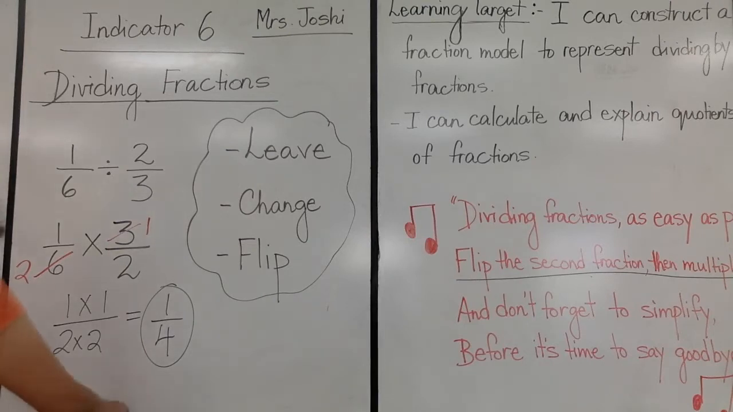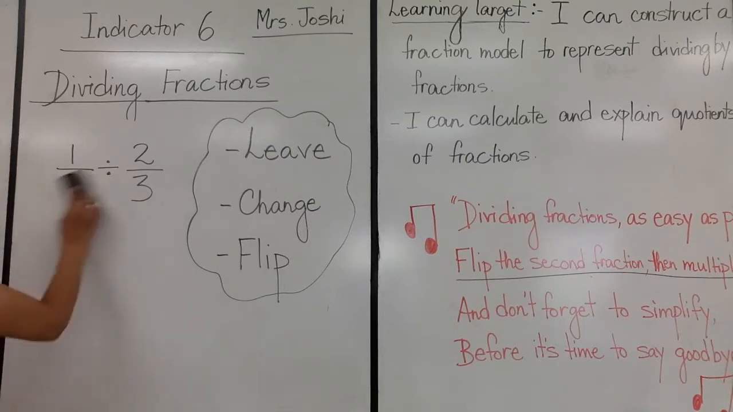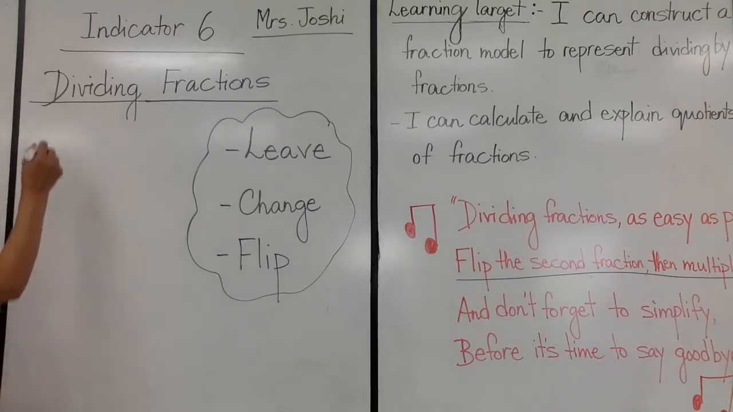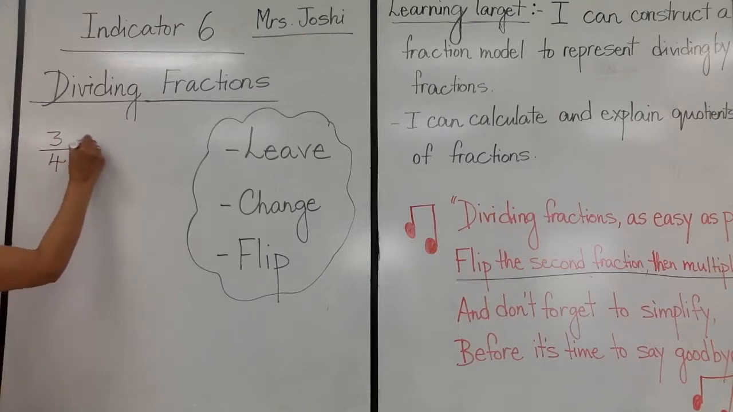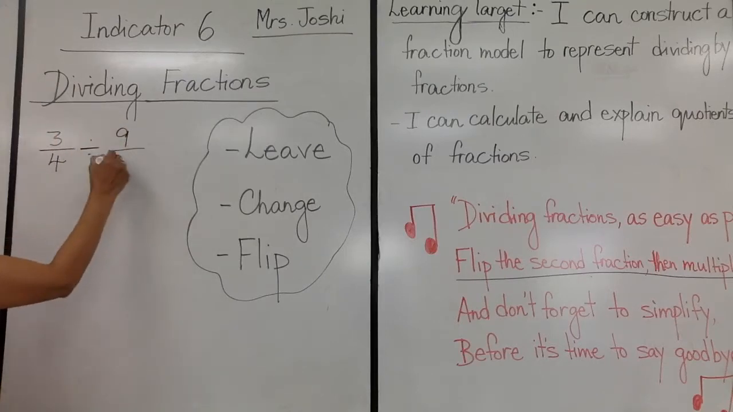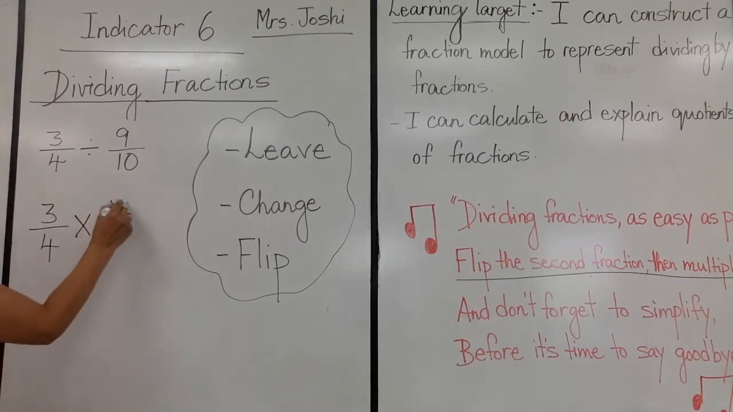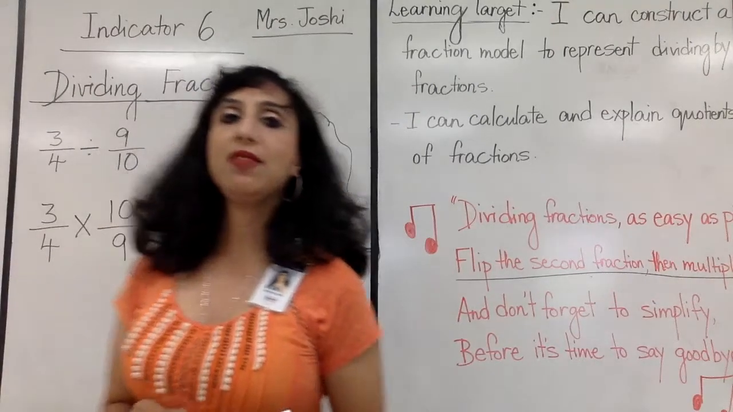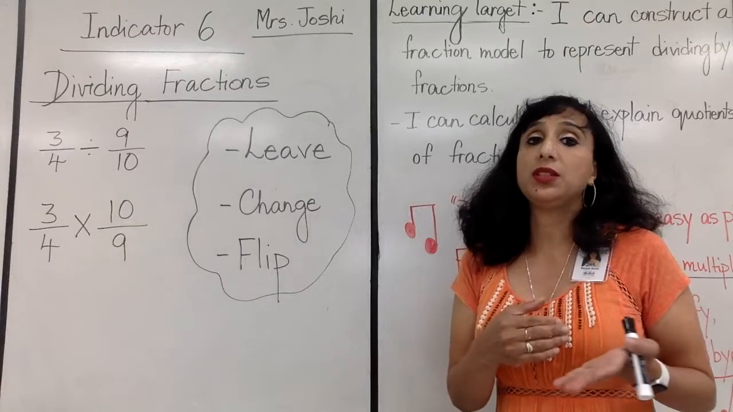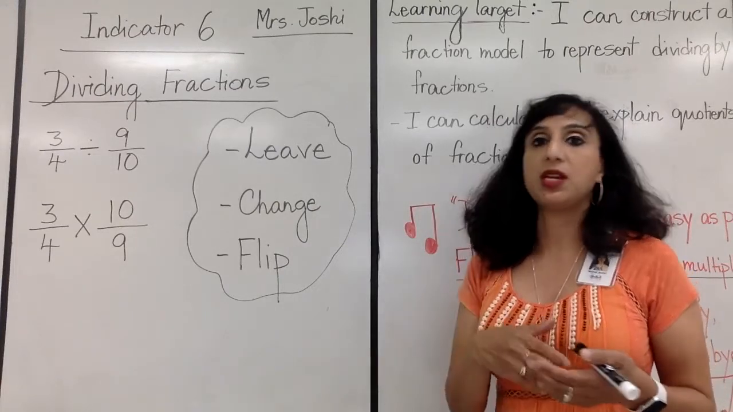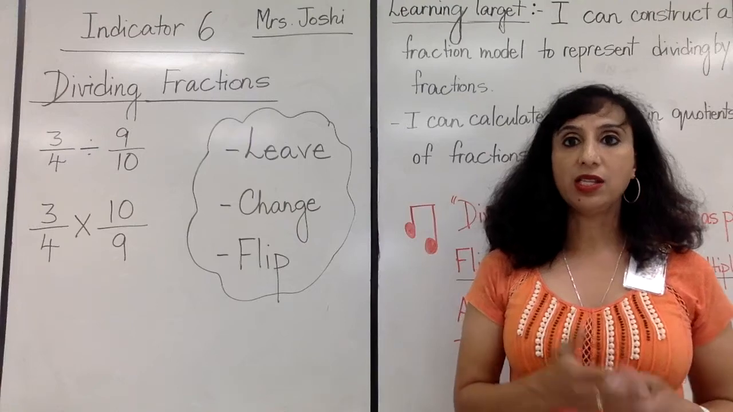And let's say I give you 3/4 divided by 9/10. Okay, so remember, leave, change, flip. So bring the first fraction down as is, change the division to multiplication, flip the second number. 9/10 would become 10/9. Now, once I have this, you're welcome to do 3 times 10, 30, 4 times 9, 36, and then you are simplifying from there.